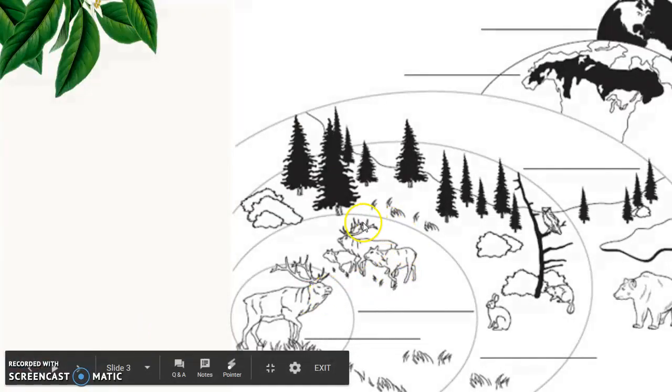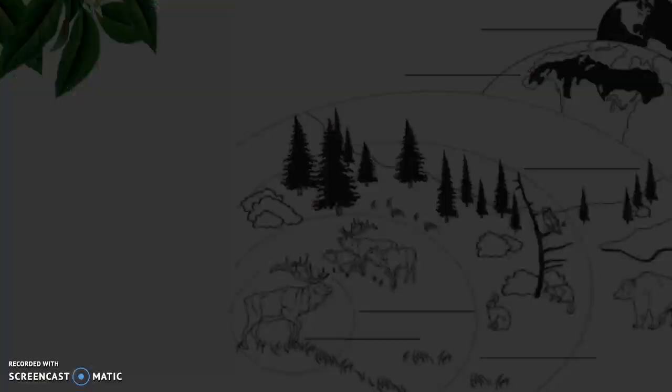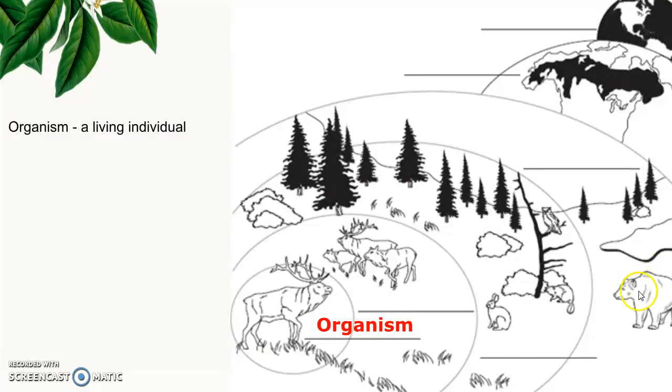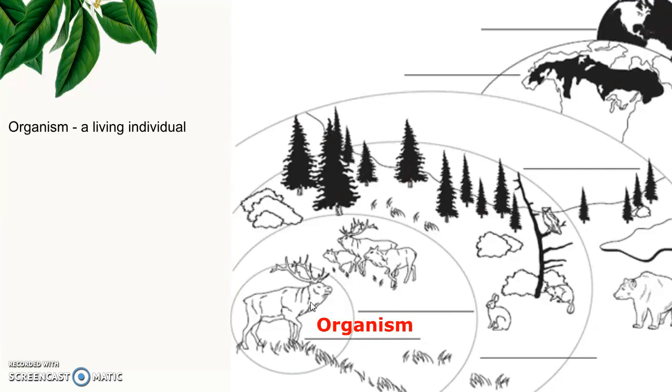So here is kind of a visual representation of what we would consider the different parts of an environment. So the first thing we look at, individual organism, is when you're just looking at one individual of a given species. We call that an organism. It's just one living individual.